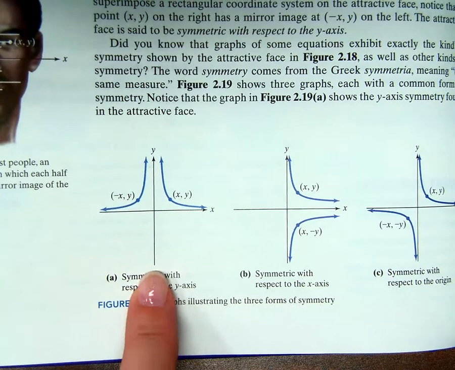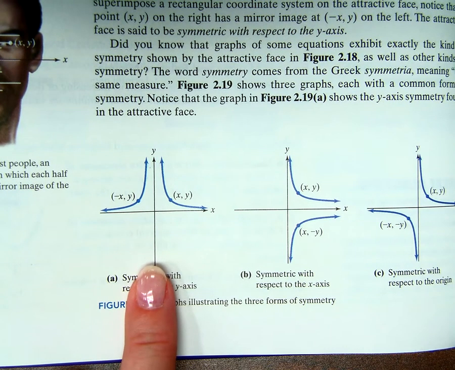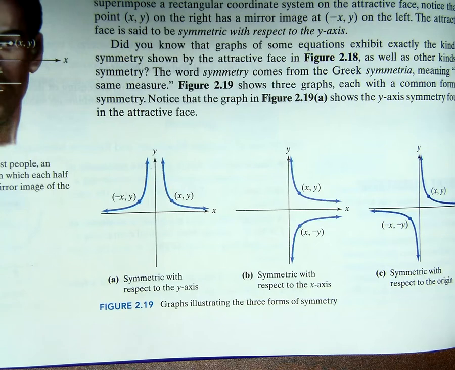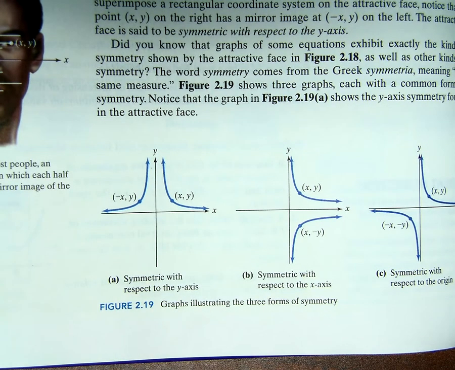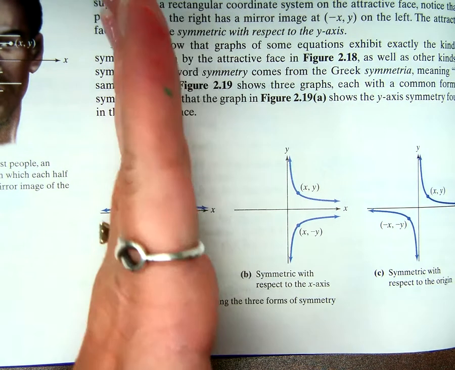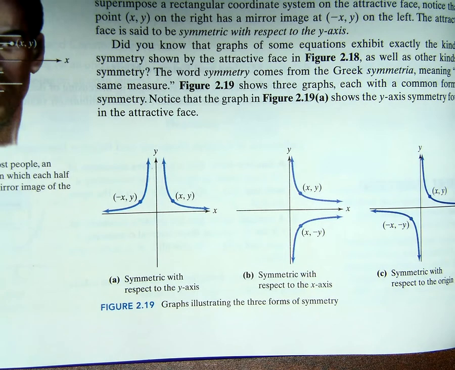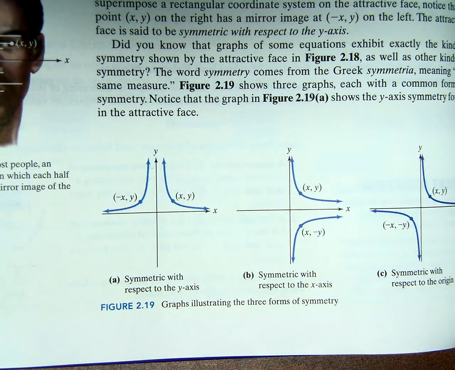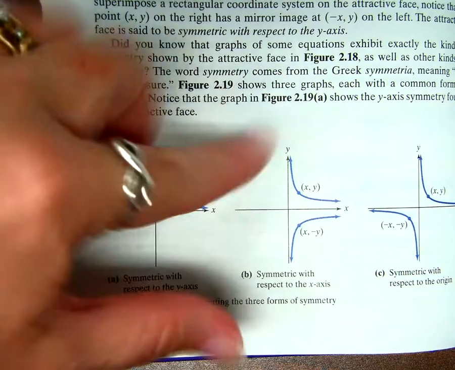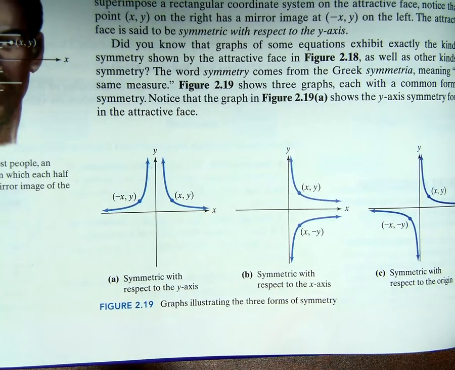Okay, could you look at this graph right here and tell that it's symmetric to the y-axis? How would you tell that? Besides the fact that it says right here. If you chopped it in half down the y-axis and folded it up on itself, would it be right on top of each other? Yeah, so there's a symmetry there. Okay? Can you tell this one is symmetric with the x-axis? Because if I chopped it in half right there and folded it up on itself, would it be right on top of each other? So that's symmetric to the x-axis.